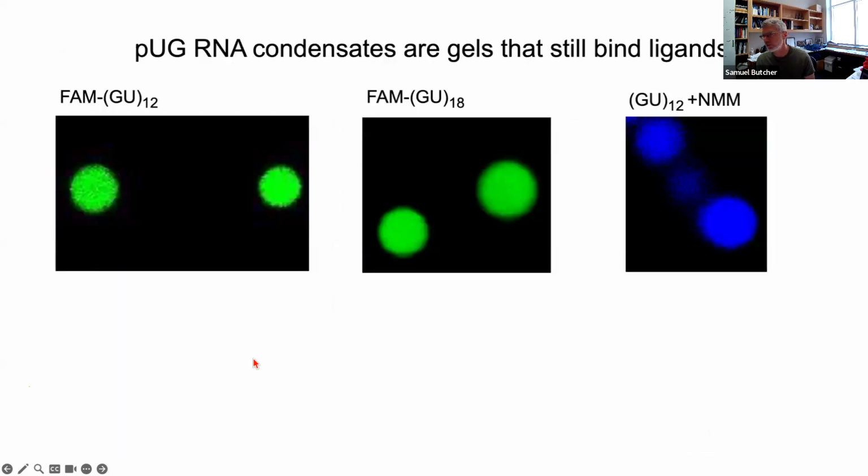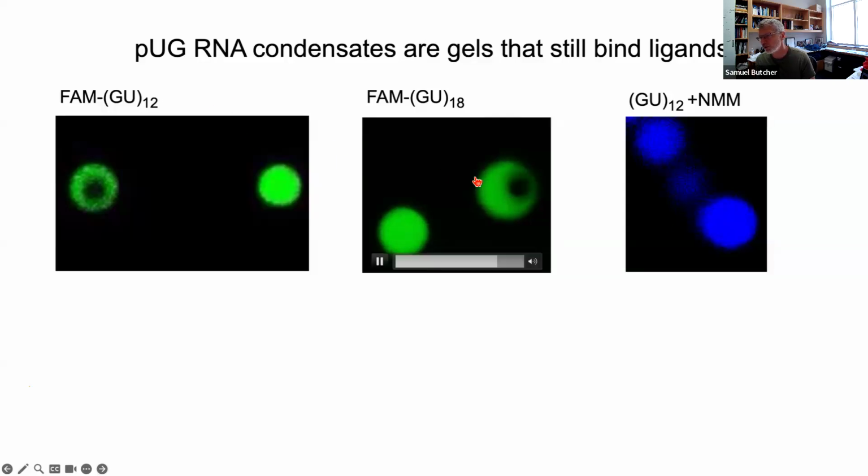And in fact, you can see that these condensates are gels. You can FRAP them, hit them with a laser, and they basically don't recover. That means they're not very liquid-like. So there's GU12. You can do the same thing for GU18. Hit it with a laser. It doesn't recover. And these are fluorescein labeled.